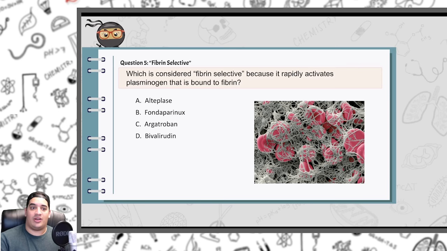That would be specifically things like alteplase or tenecteplase. So any type of TPA molecule would be the best situation here. So alteplase, tenecteplase, streptokinase, those kinds of things. In this situation, I would say it's primarily going to be alteplase. So A.